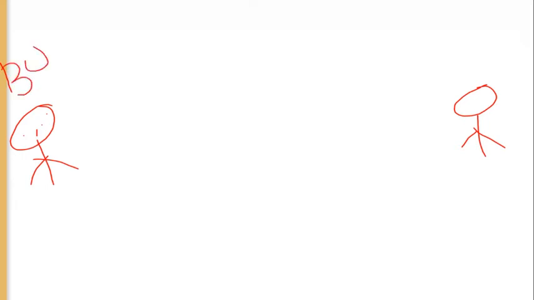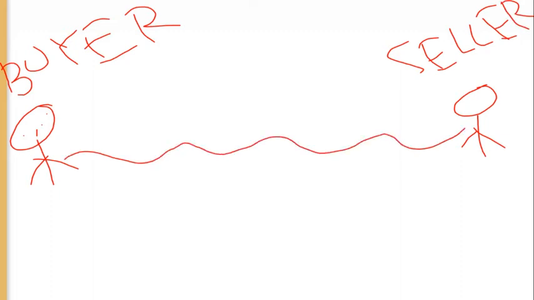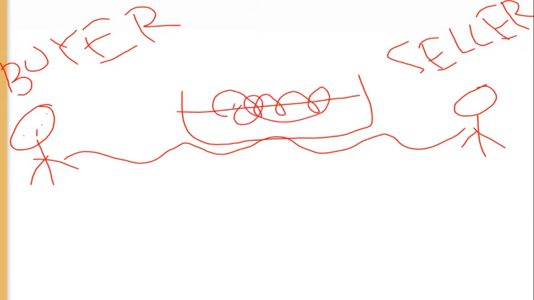So very quickly, here is the buyer and here is the seller. I'm writing this one is the buyer and this is the seller. And there is a sea over there, and here is the ship. These are the goods and the ship. I'm just drawing a ship. So who is the owner of these goods? It depends on some terms.